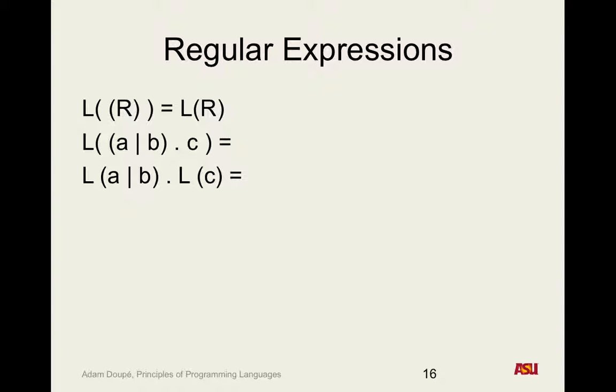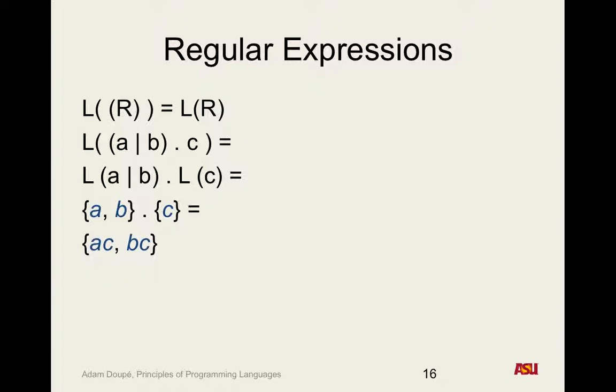So does anybody want to tell me what this is? Yeah. AC, BC. Yeah. So the bar operator, the language described by A or B is A comma B, and dot C. So this regular expression describes the language containing the strings AC and BC. Does that make sense? Yeah?